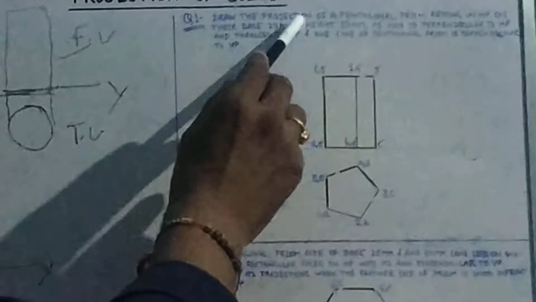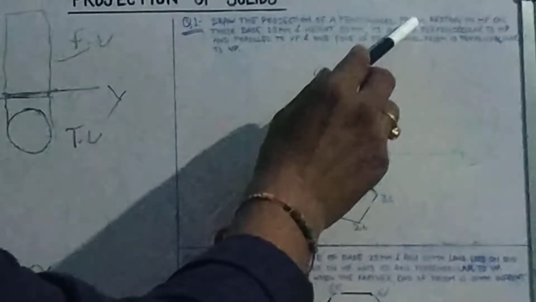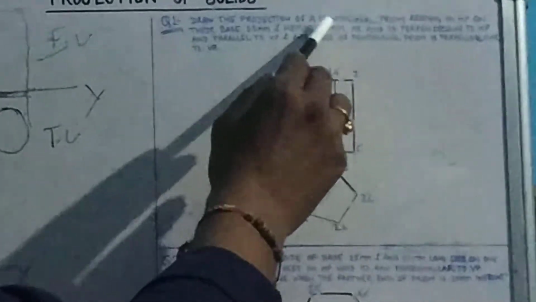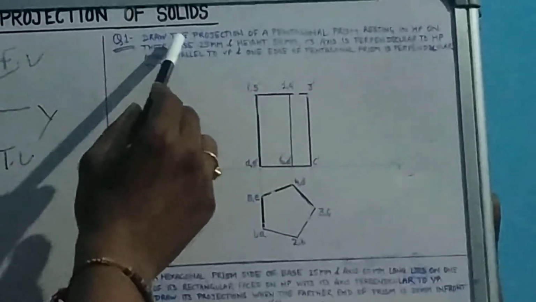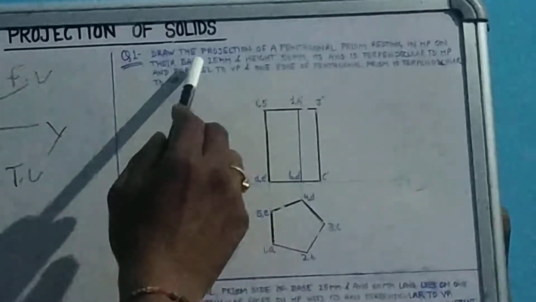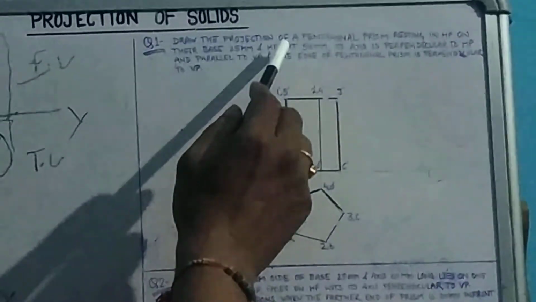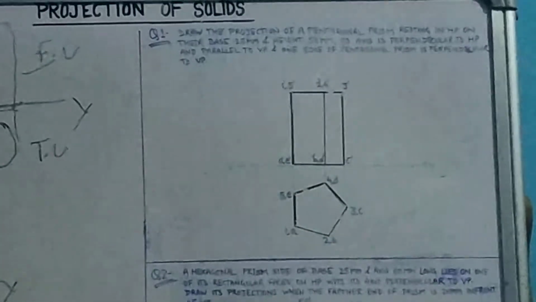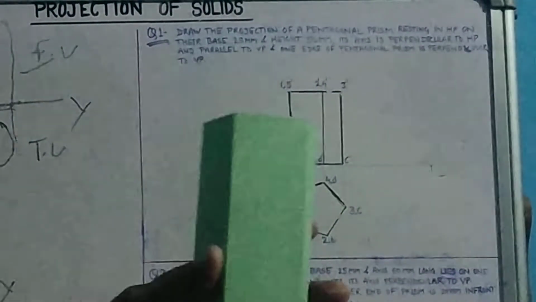Draw the projection of a pentagonal prism. Here the solid is a pentagonal prism. Draw the projection of a pentagonal prism resting on HP on its base, with base edge 25 mm and height 50 mm. We are talking about this pentagonal prism.